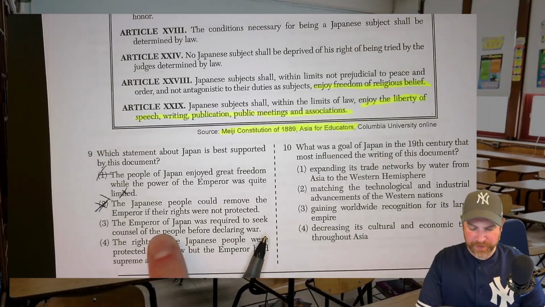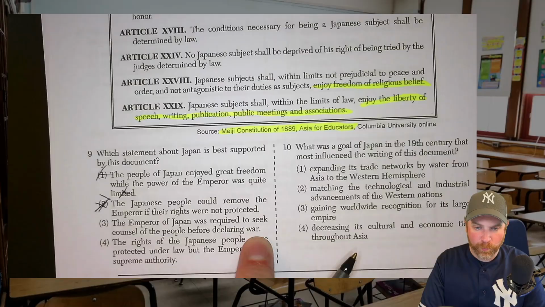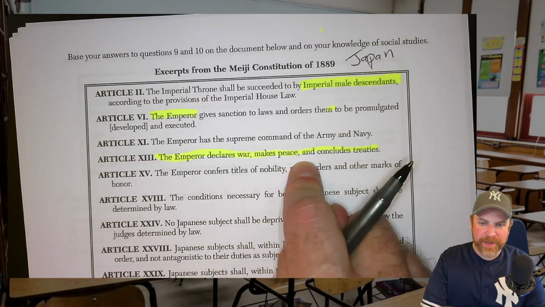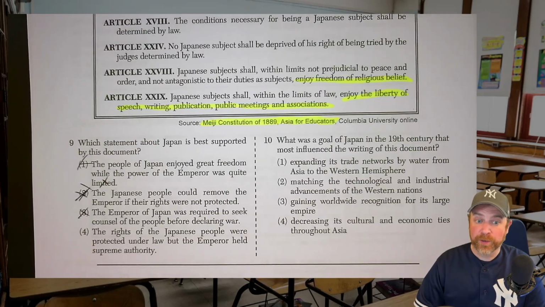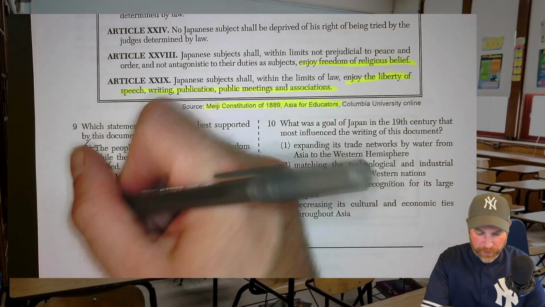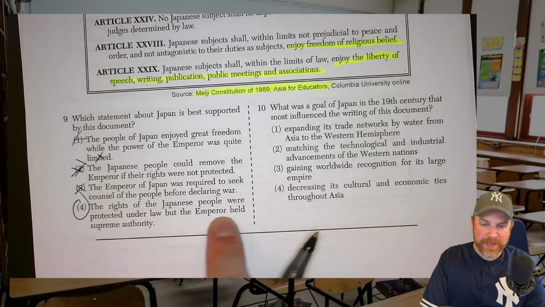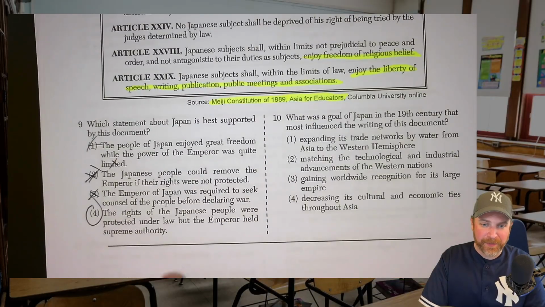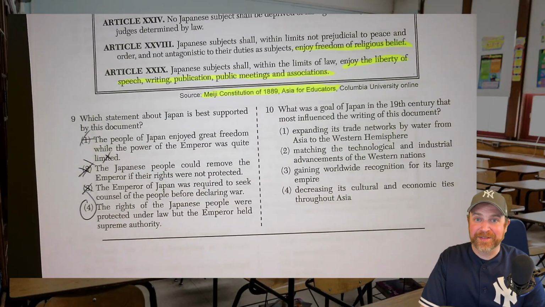Choice 3 says, the Emperor of Japan was required to seek counsel of the people before declaring war. I absolutely can't pick that one. Right? The emperor declares war, makes peace, concludes treaties. Nothing here about asking for permission. So you cross off choice 3. And that leaves us with choice 4. The rights of the Japanese people were protected under law, but the emperor held supreme authority, right? So some freedoms are protected, but the emperor certainly could have all the power he wanted in this constitution. So number 4 is your answer for number 9.